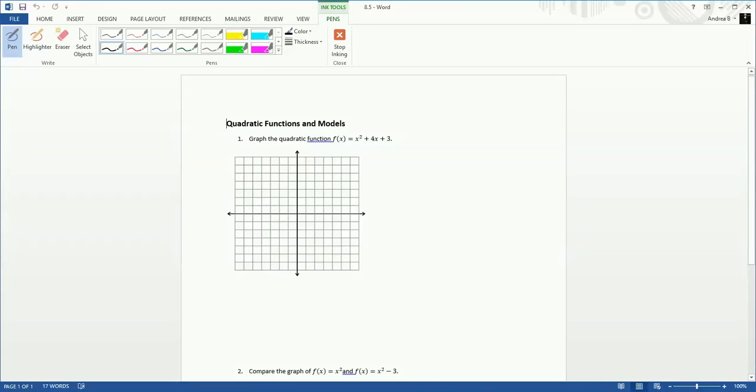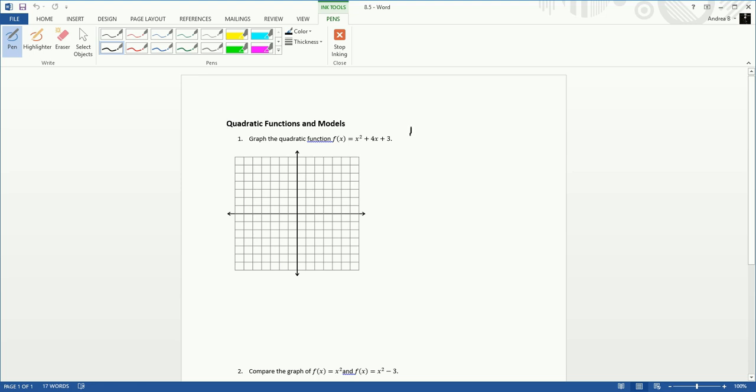All right, for this one we have quadratic functions and models. So here, for this first one, we want to graph this function, f of x equals x squared plus 4x plus 3. So we can go through the steps like the book shows in terms of graphing this.